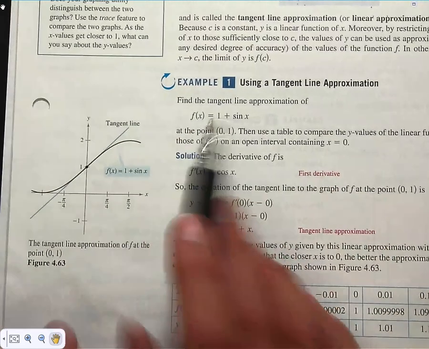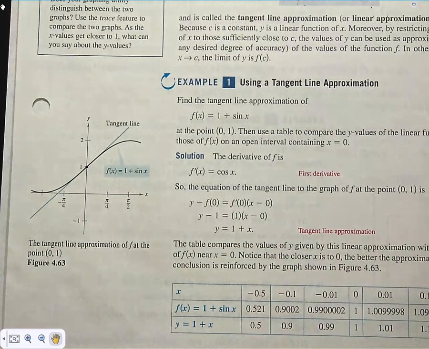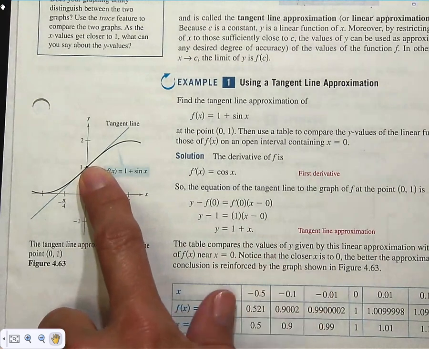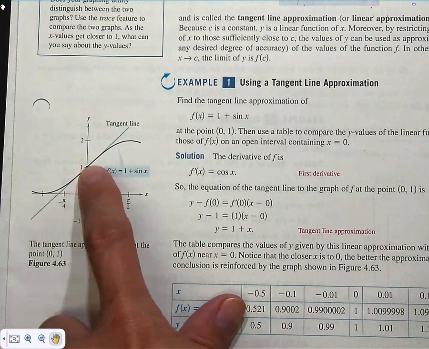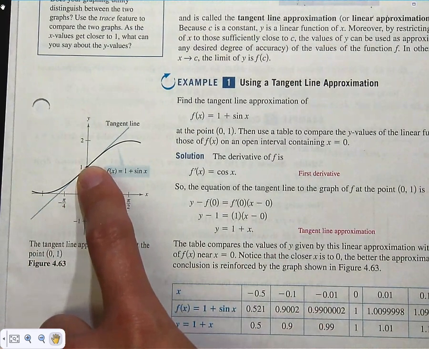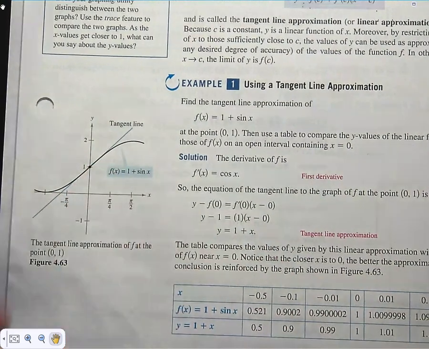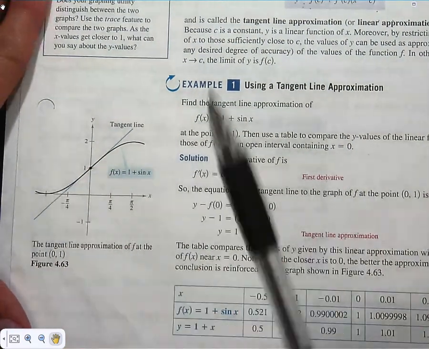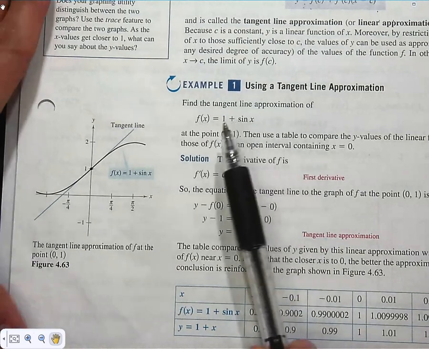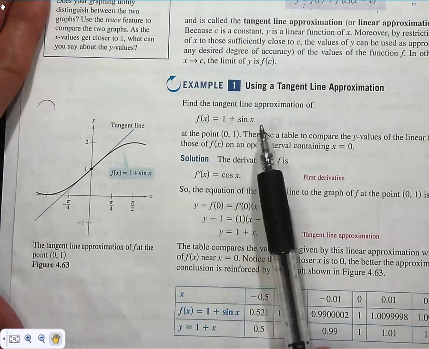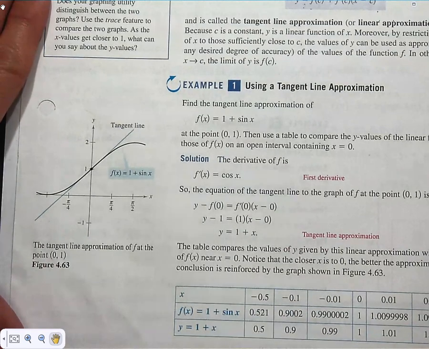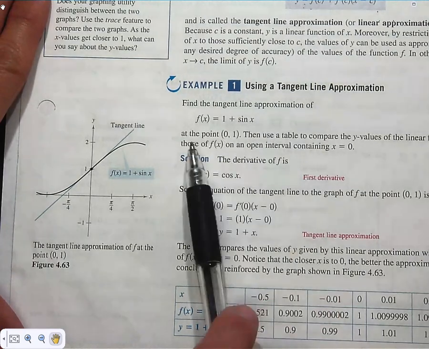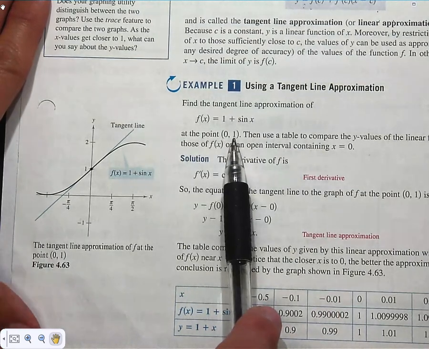The tangent line approximation of f of x equals 1 plus sine x. The graph of 1 plus sine x would just be the sine wave shifted up 1 unit, and it would look like this. At some points, it's not very steep at all. At some points, it would be very, very steep. So we want to find the tangent line approximation, the equation of the tangent line, to approximate what's going on at this graph at any particular point. We want to find it at the point 0, 1.